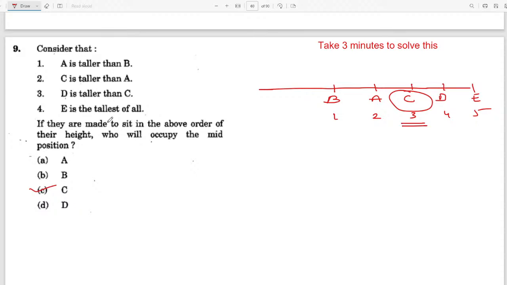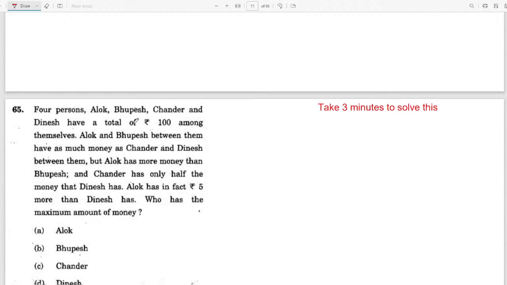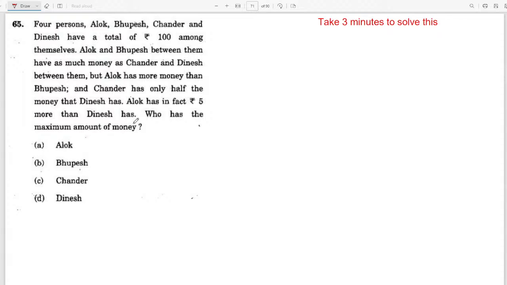I hope things are clear. So we'll move to the next question then. Take 3 minutes to solve this question. It's time. Please select the answer and post the answers that you've got. So we'll see how to go about this question.